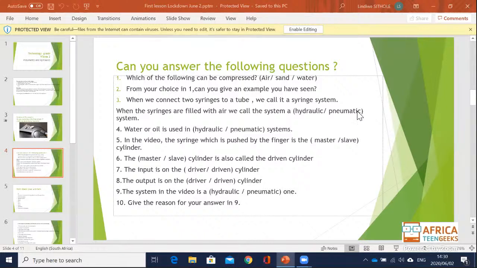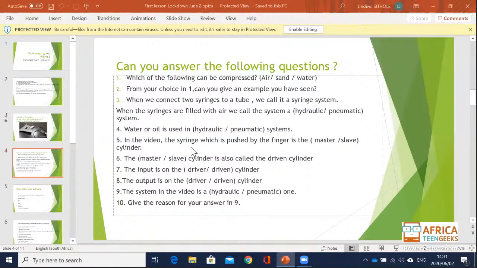When we connect two syringes to a tube, we call it a syringe system. When the syringes are filled with air, we call it what? We call it a pneumatic system. Water or oil is used in a hydraulic or pneumatic system? The correct answer there is a hydraulic system.